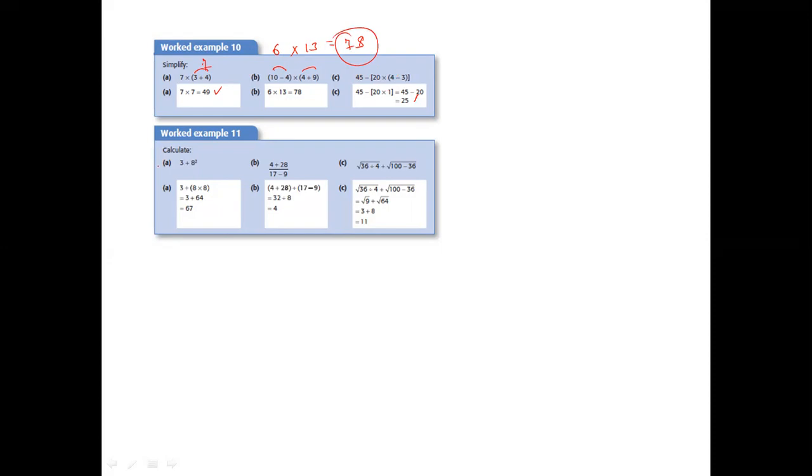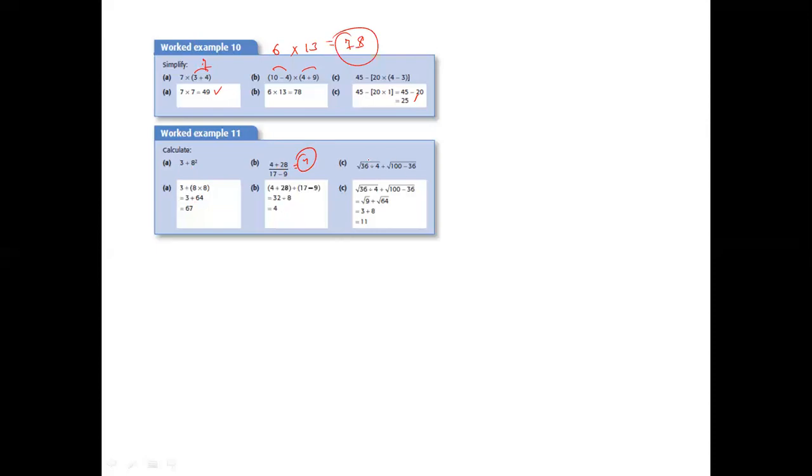Okay, and here also, first of all, let me do that with the powers. 8 squared is 64, 64 plus 3 is 67. And here also about fractions, fractional numbers, 4 plus 28 is 32, divided by 8 is equal to 4. And as you see, the answer is 4 also.